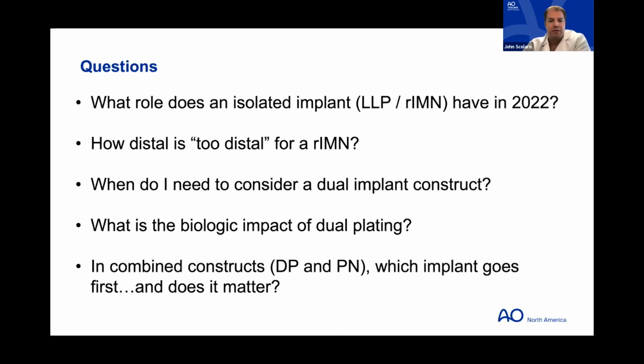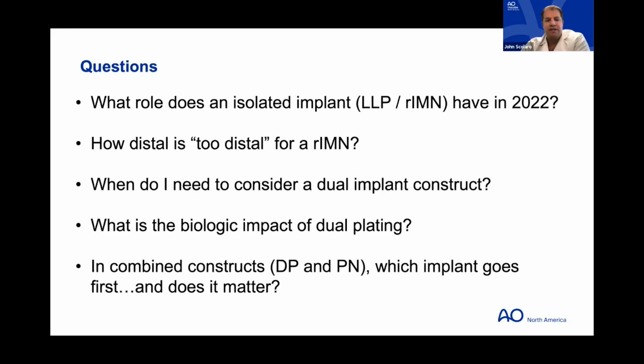When thinking about fixation with a retrograde intramedullary nail, how distal is too distal? What are we looking for in terms of real estate for our implant? When do I need to consider a dual implant construct? And we're going to talk about that when we get to cases and in each of the talks here.